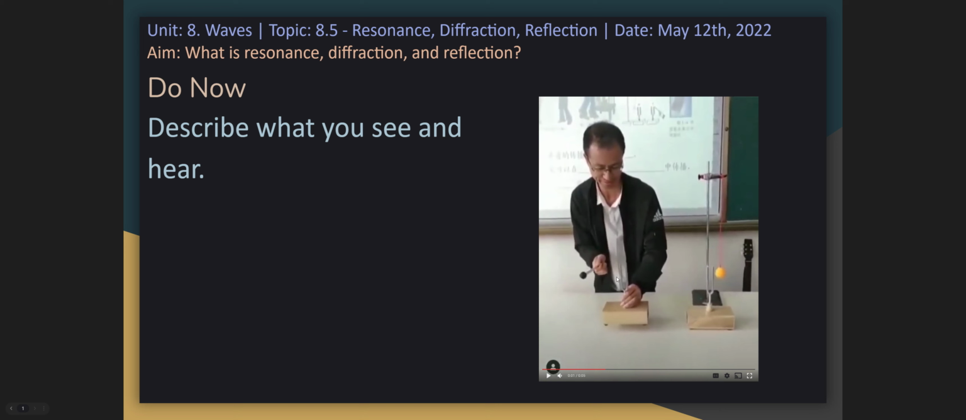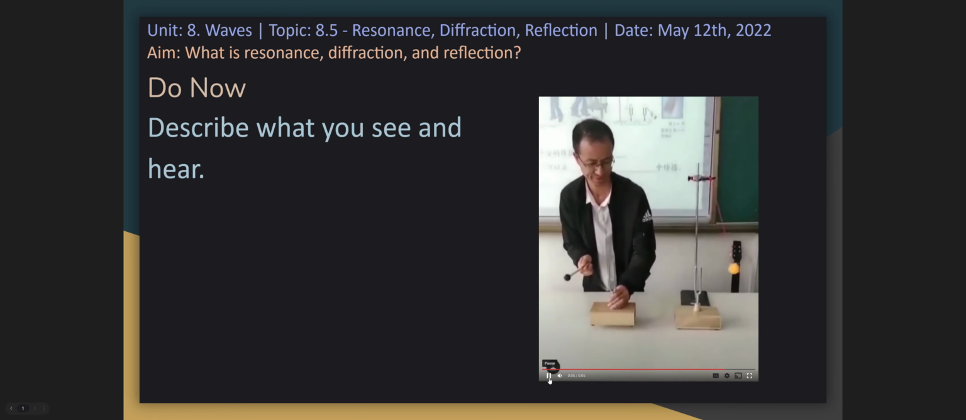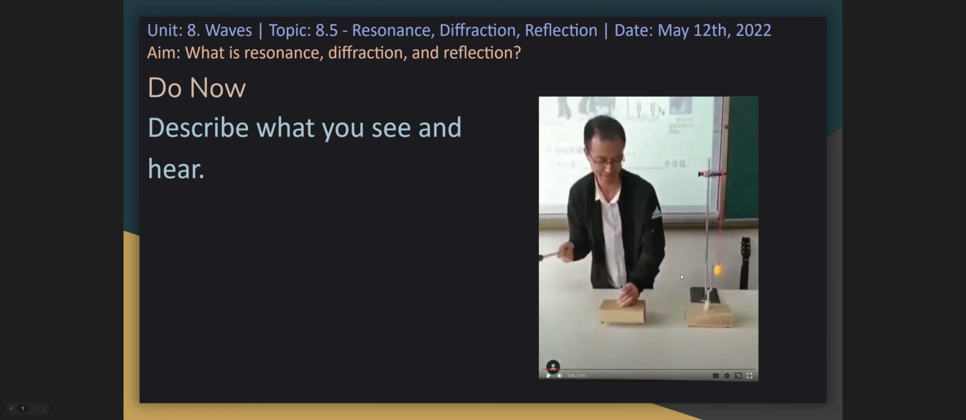If you don't know what a tuning fork is, I would suggest Googling what a tuning fork looks like. Alright, so he's hitting a tuning fork, it's vibrating, it's creating sound waves. Now, if you look at the beginning here, you'll see on the top, in the right hand corner, that the ball is kind of just stationary. It's kind of just moving back and forth, and there's another tuning fork on the other side.